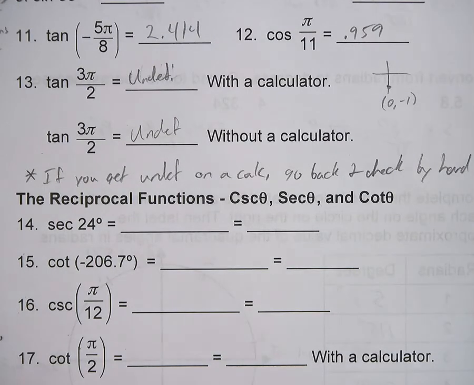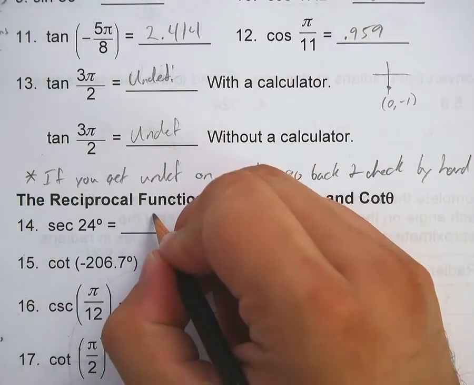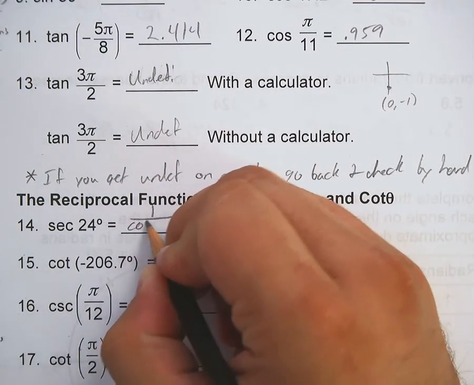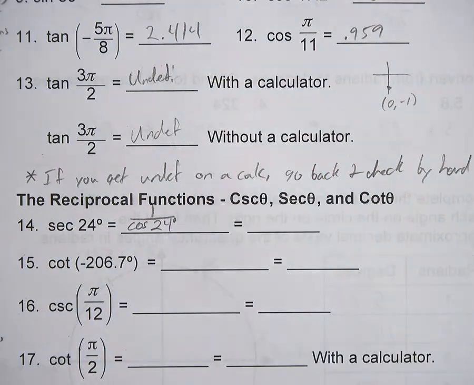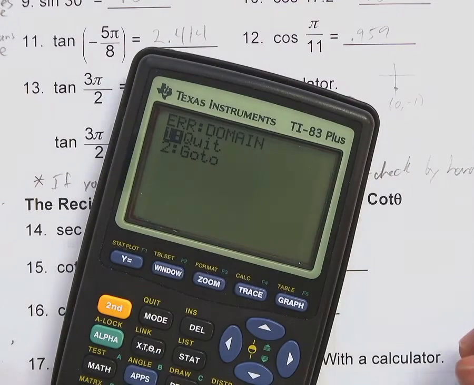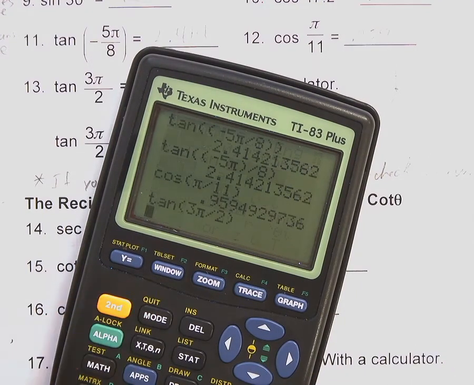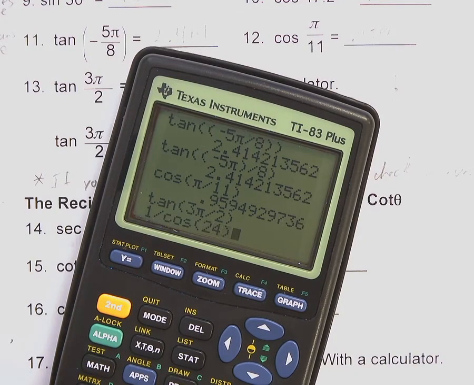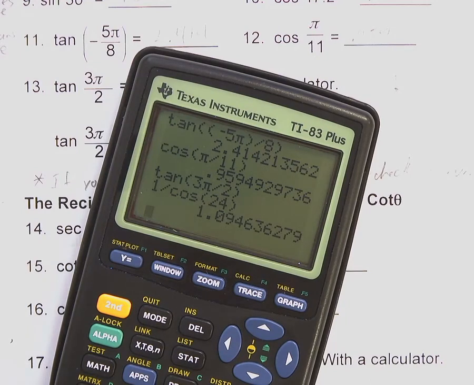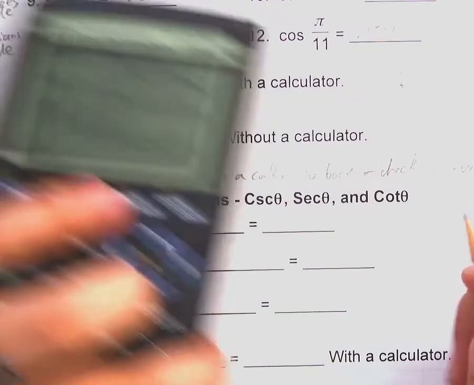So let's talk reciprocals. Well, the secant of 24 degrees, we said that's the reciprocal of cosine, right? So wouldn't this be 1 over the cosine of 24 degrees? Wonder if we could do that with a calculator. Mode degree. How about 1 divided by the cosine of 24 degrees? How about a little 1.095 if we round up?